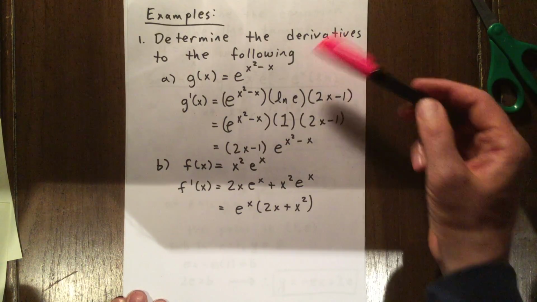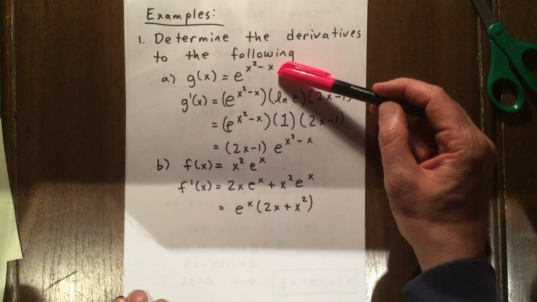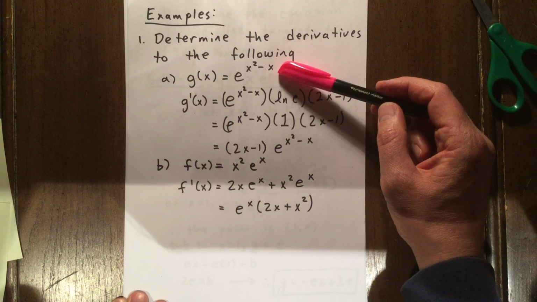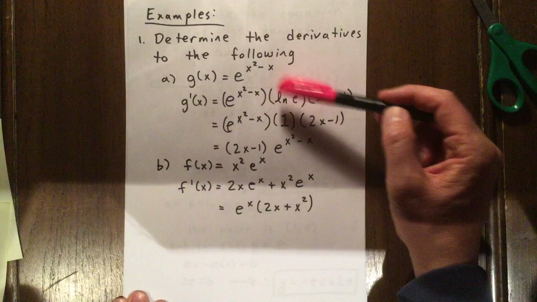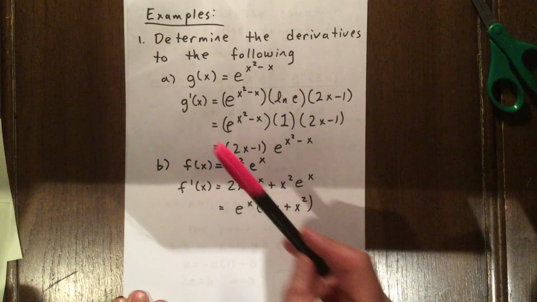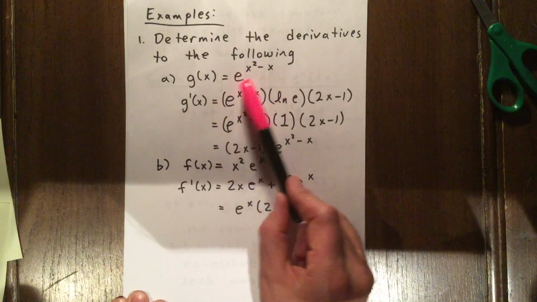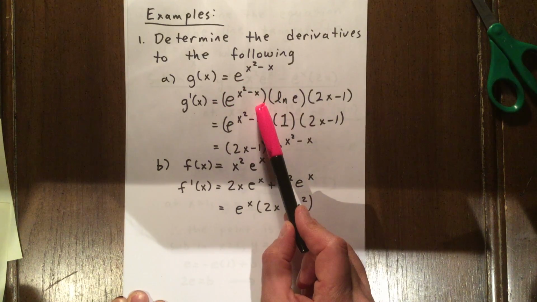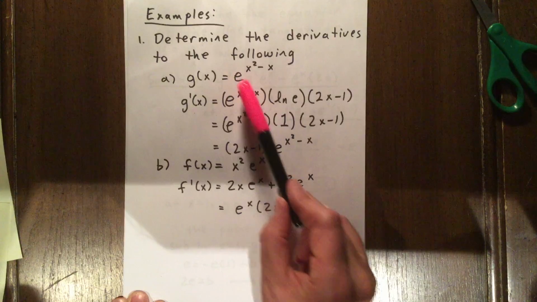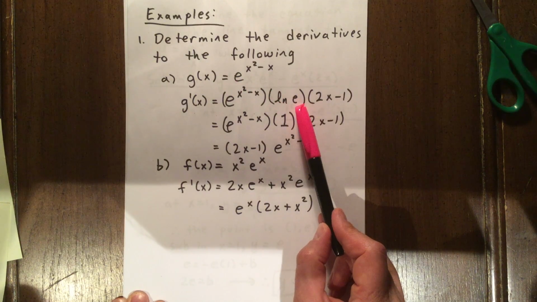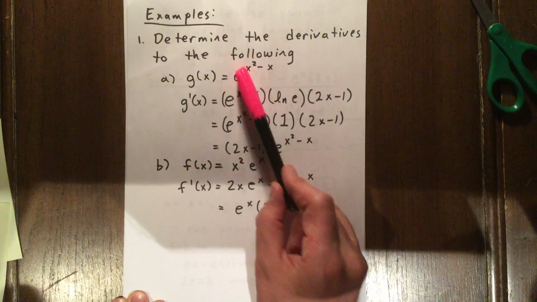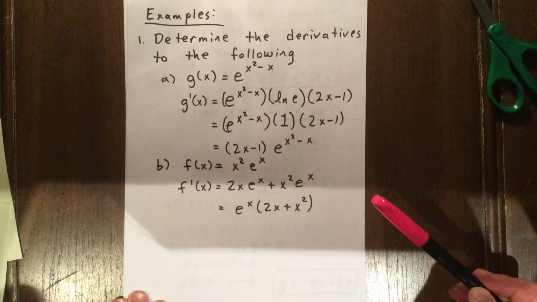Let's determine the derivative of the following: e to the x squared minus x. This is an exponential function. We have x in the exponent, but not in the base. So to find the derivative, we simply repeat what we were given. Then we multiply by the natural logarithm of the base, which is ln of e. Then the derivative of the exponent, which is 2x minus 1.